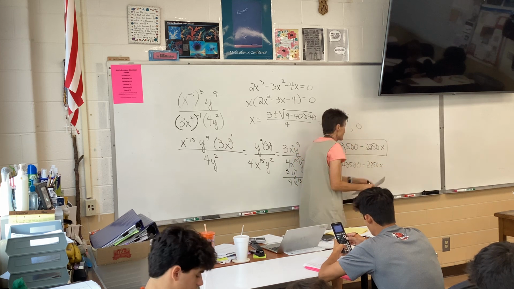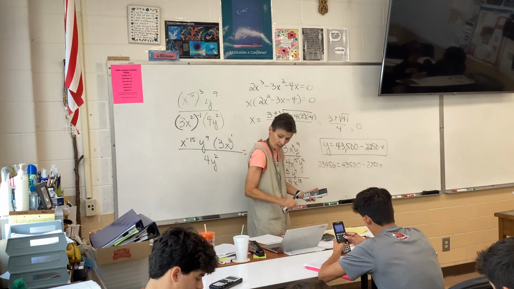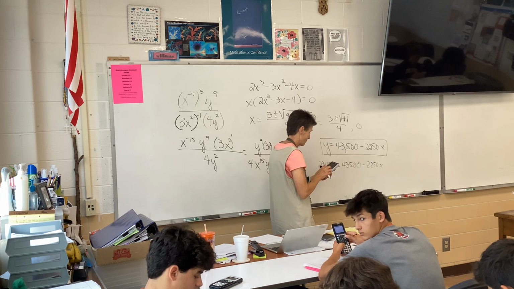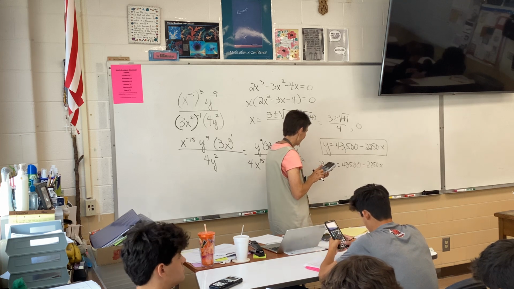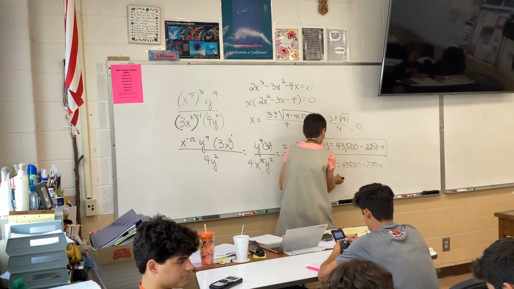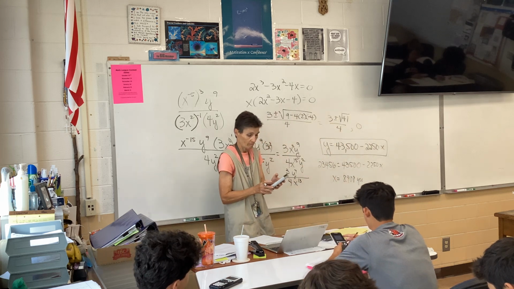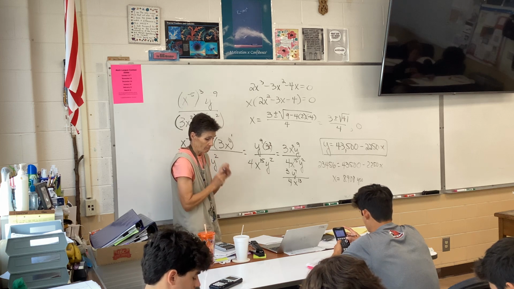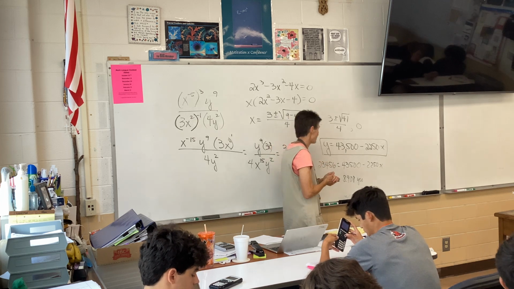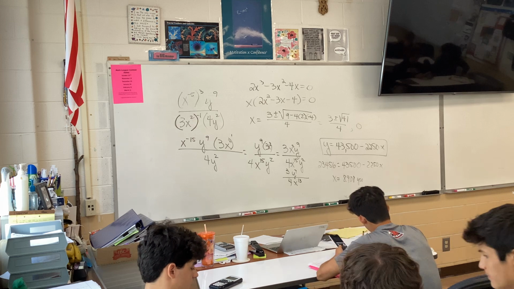Because remember, x is per year. This is years. This is money. So it looks like about 8.908 million. You'll round however the test says. So if it says hundreds, round to hundreds, if thousands, round to thousands. You'll just follow the directions.